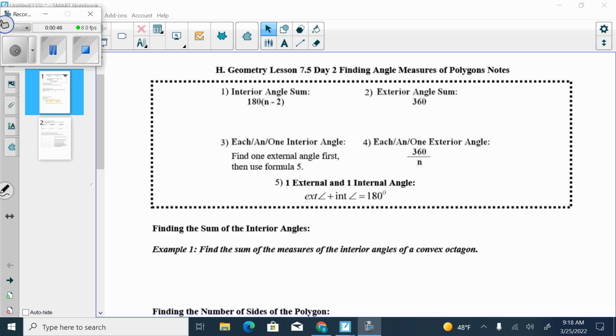This is the new idea that they're adding in today. They said that if you have one exterior angle and one interior angle, they should add up to 180 degrees, no matter what the figure is. So let's say I already know what my exterior angle is. Maybe I know my exterior angle is 70. Then I would have 70 plus an unknown equals 180. I could just subtract from 180 to figure out what that is instead of doing the whole 180 times n minus 2 divided by n.